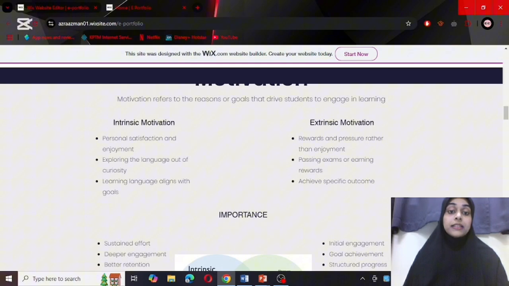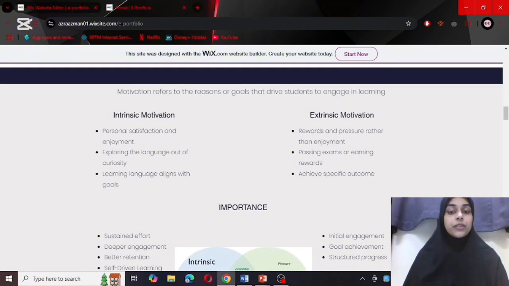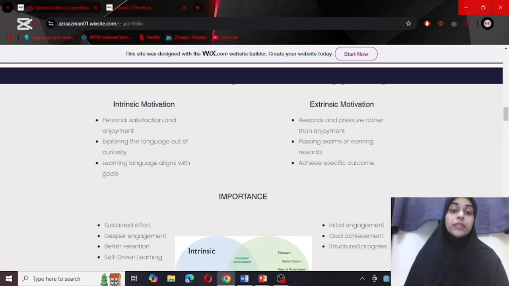On the other hand, extrinsic motivation comes from external factors like getting rewards or good grades, or being under pressure to succeed. For example, a student might study hard to pass an exam or to get a certificate. That's what we call extrinsic motivation.